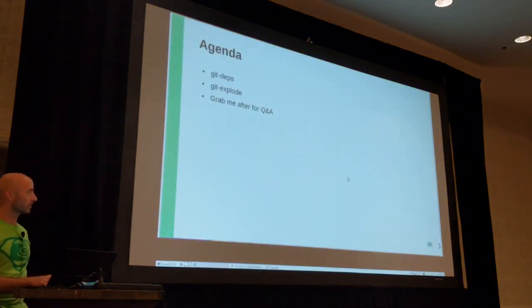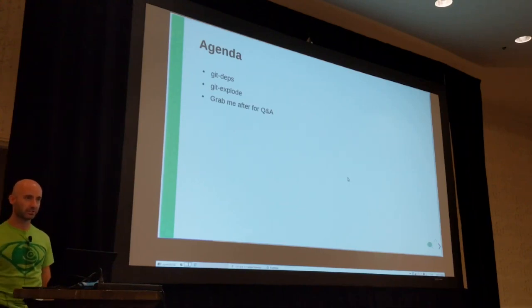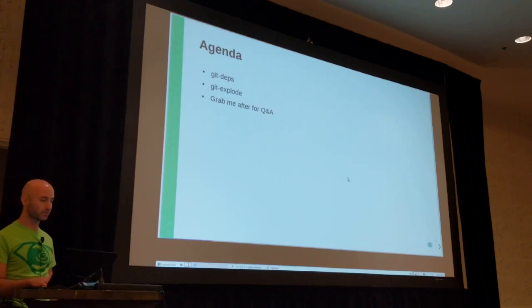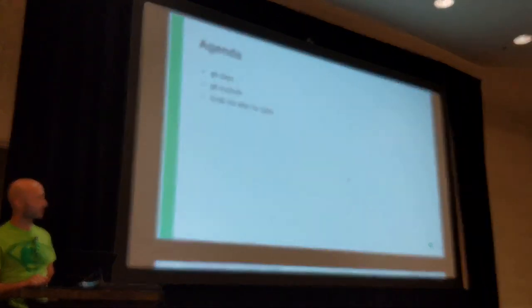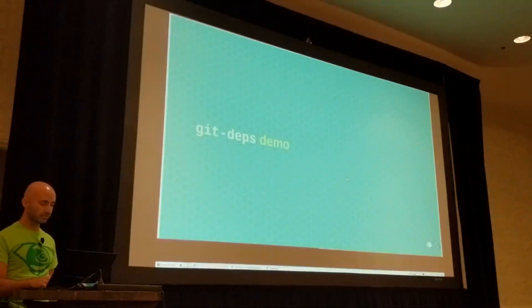Okay, so I'm really interested in Git and using Git in smarter ways, and I guess pretty much everyone here uses Git, so I thought you might enjoy this even though it's not OpenStack specific, but hopefully you'll find some useful things here, or at least food for thought. So I'm going to talk about two tools that I've built, if I have time, which I probably don't. But I'll talk about at least one, which is git-deps, and maybe git-explode if we have time, and grab me after Q&A.